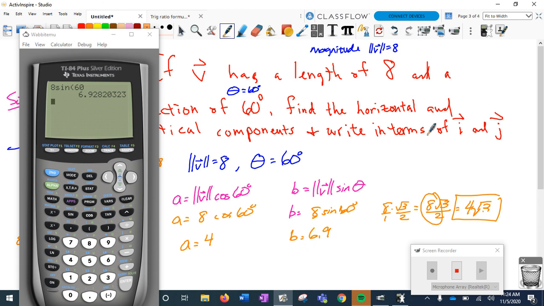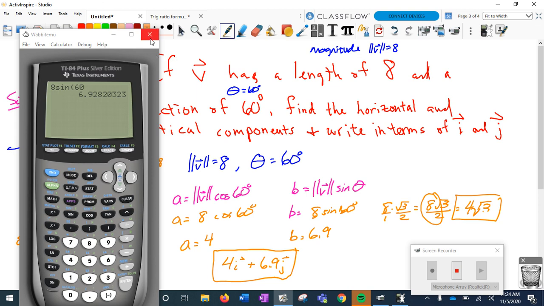To finish this off, let's go ahead and use the decimal versions because that's what I said in the assignment in Canvas, I believe. Again, we want to write it in terms of i and j. Remember, the horizontal part gets the i, so 4i, and the vertical part gets the j. So plus 6.9j, and that's how we would type it in to Canvas.